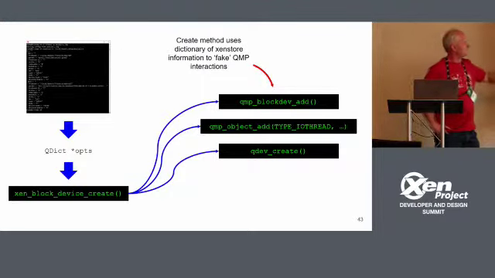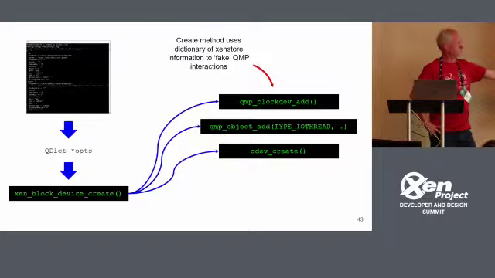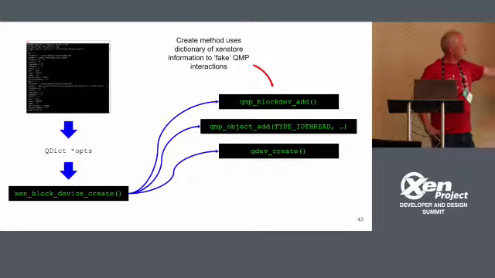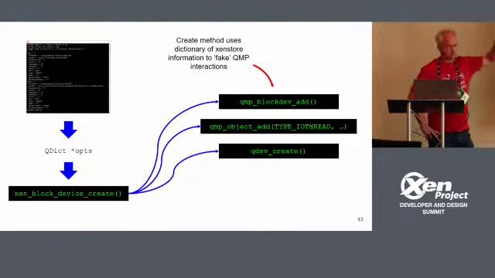So that's the Xenstore stuff. What Xenbus will do is wrap up whatever it finds in Xenstore into a dictionary of options, and then call the create method. It's that create method's job essentially to fake QMP. So that create method in xen-block will actually call QMP blockdev-add. That's like me typing it on the QMP shell.